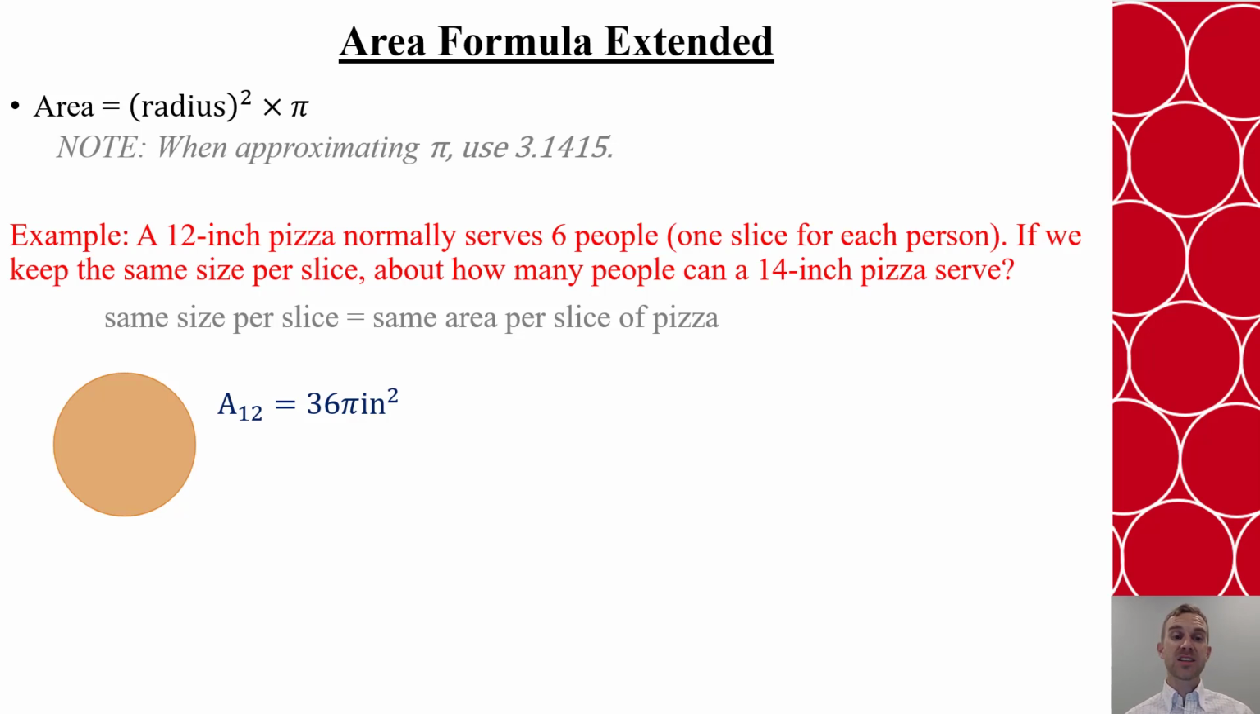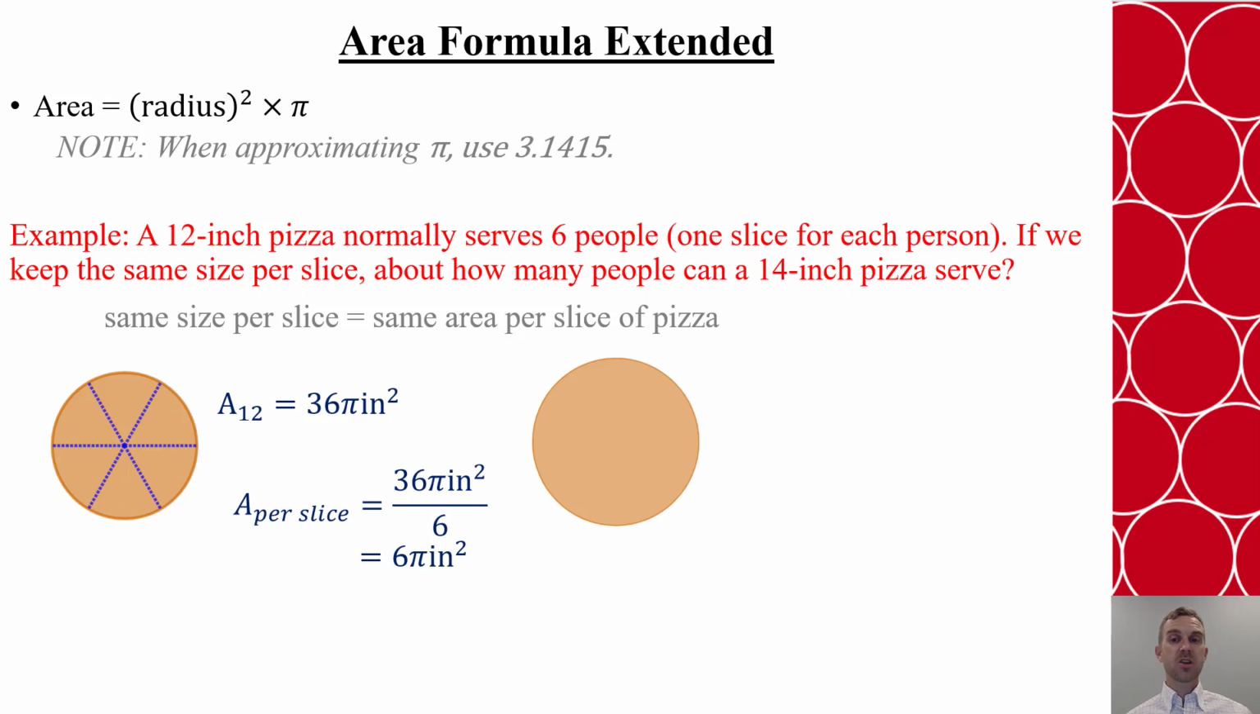Now we're talking about serving 6 people. That means we're going to split it into 6 individual sections, and they all will have the same amount. So in essence, we're going to take that 36 pi square inches and divide it by 6 to say that's the area per each slice. So that's 6 pi square inches, and that's what we're going to use then to help us think about the area for each pie piece in the 14-inch pizza.